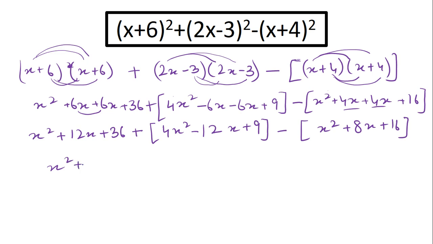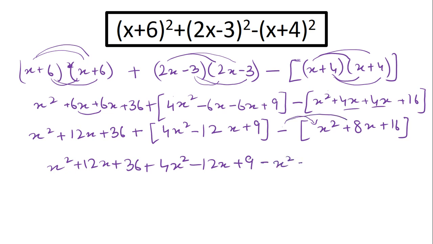So x squared plus 12x plus 36, then there's a plus sign, 4x squared. So I have a plus 4x squared minus 12x, this comes the way it is, plus 9. Now I have a negative sign. Now negative times a positive is negative x squared, and then negative times positive again is negative 8x, then negative times positive 16 is again negative 16. Now this step is very important in order to get the final correct answer. Now you have to look for the like terms.